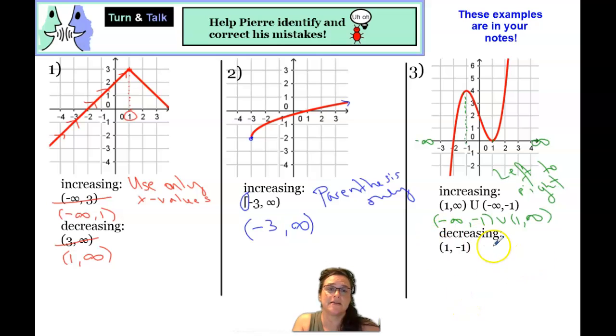And then decreasing, we see the function is decreasing from -infinity to 1. So again, this interval is backwards. It should be going least to greatest because we're reading from left to right. So it should be the interval -1 to 1.